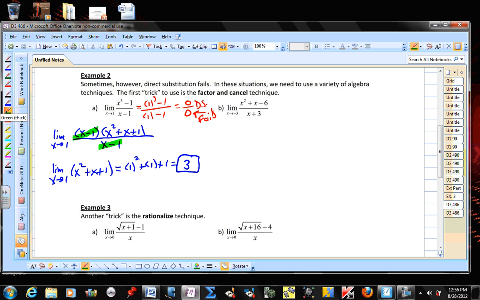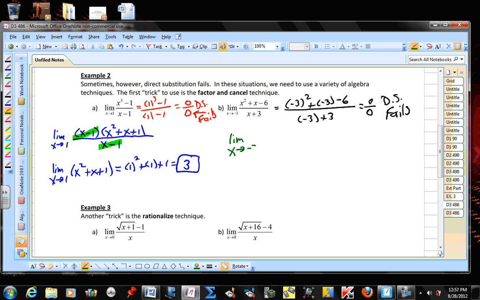Okay, moving on to part B, there's a similar problem. If we try direct substitution, we're going to get -3 squared plus -3 minus 6 all over -3 plus 3. 9 minus 3 minus 6 is 0 over 0. Once again, we're in indeterminate form. Direct substitution fails. So we're going to use our factor and cancel technique.